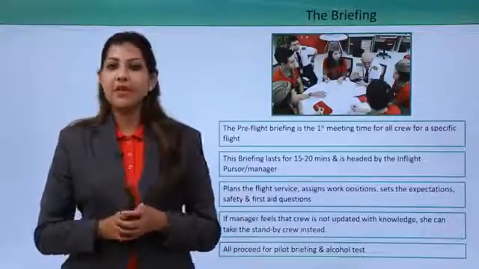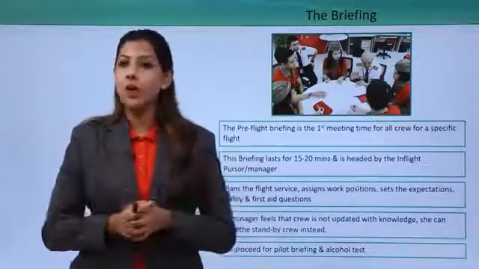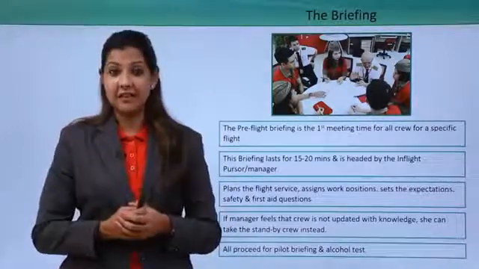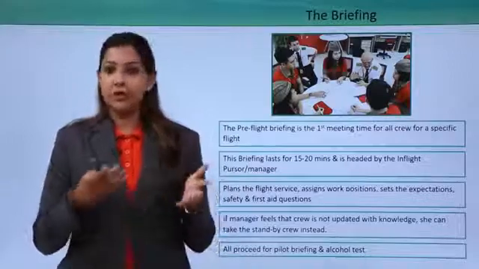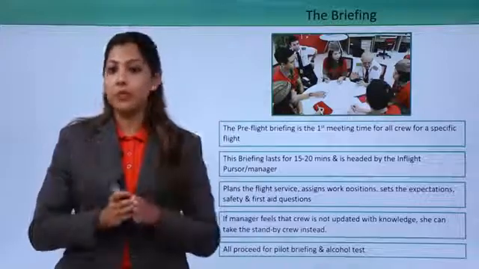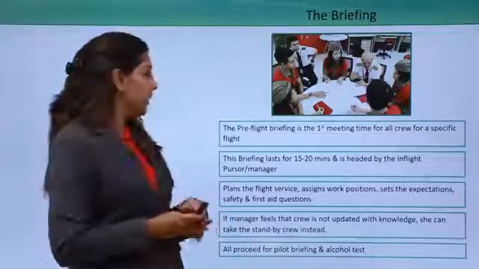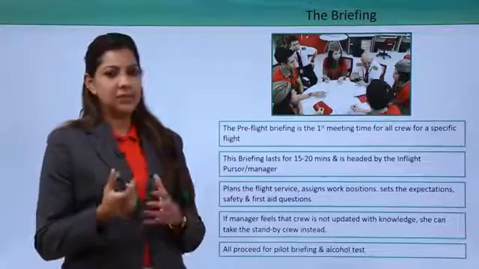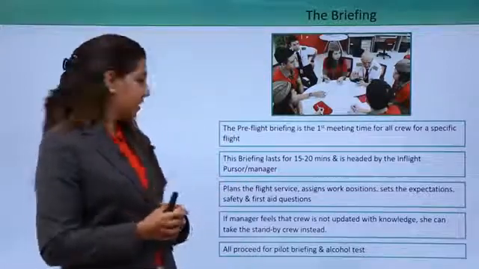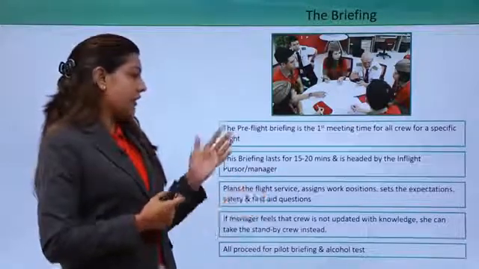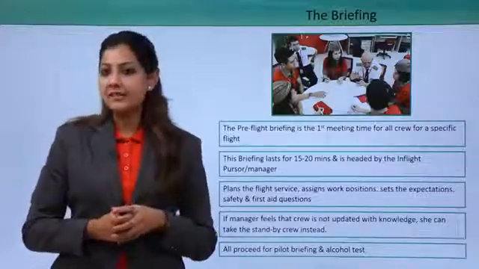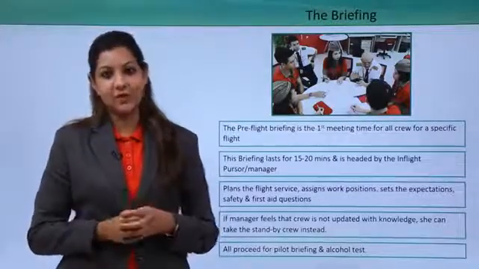What is a part of the briefing? The briefing is nothing but the coming together of all the flight crew, wherein you talk about that particular flight, who all are going to be there. The main crew or the lead cabin crew also divides the crew into different positions which they will take on board the aircraft. The briefing lasts for approximately 15 to 20 minutes and it's headed by the in-flight manager or the purser. Plans of the flight service are there, assignment of positions are there, and certain questions with regard to safety and service are discussed.